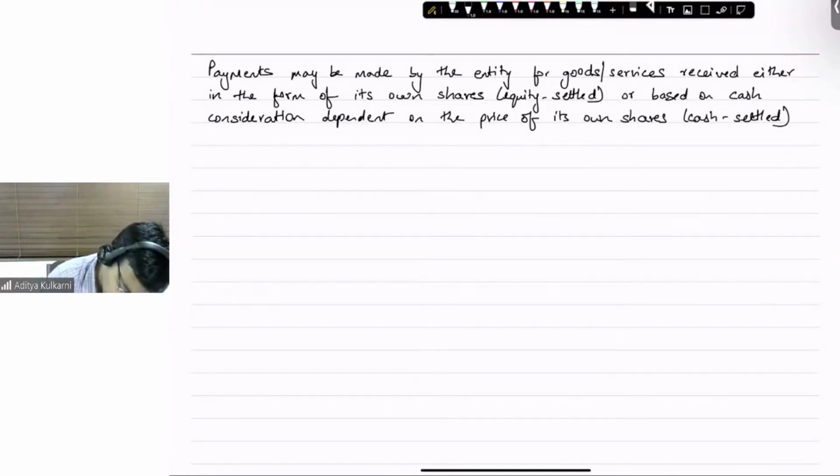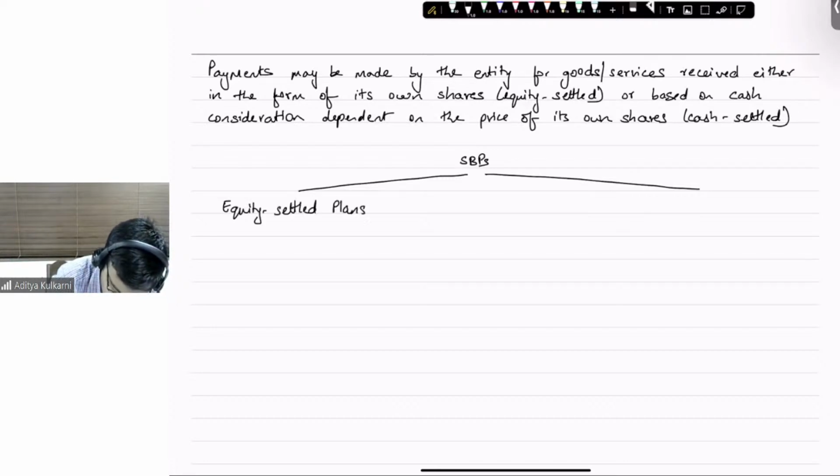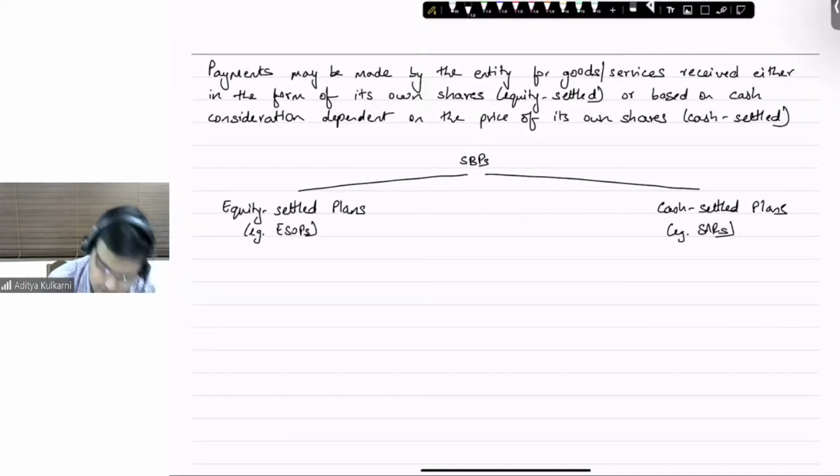Okay. So broadly, your share based payments can be classified into two segments. First one is equity settled. I'm just recapping what we have done, and you can also take down these notes so that it's just a summary. And you have cash settled plans. So this is, for example, employee stock option plans. This is, for example, SAR, stock appreciation rights.